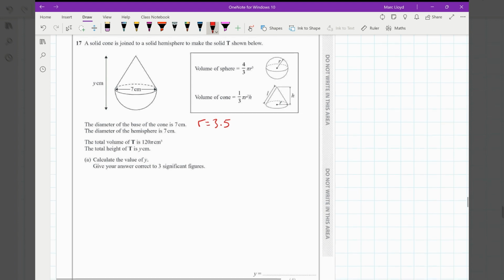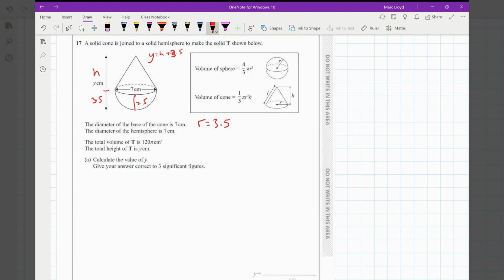Okay, it's all going to be fine. I know, for example, that this is 3.5. So we've got 3.5 here, and then y is going to be the height. So y will equal the height of the cone plus 3.5. That's supposed to be a 3.